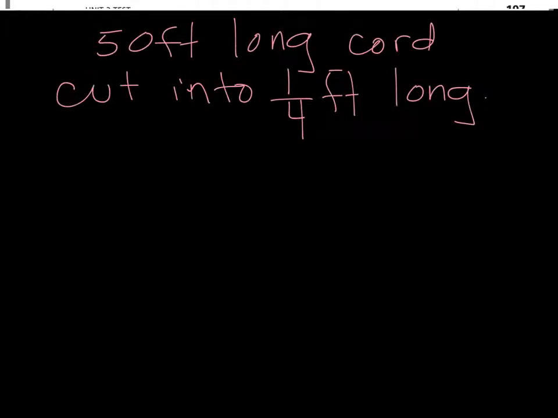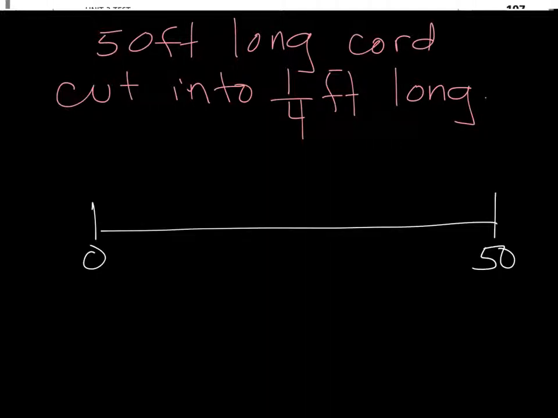So I've just changed the problem a little bit, and I now have a 50-foot long cord, and I want to cut it into 1/4 of a foot for each piece. So I've drawn my number line and I've labeled it from 0 to 50, representing the feet. And I know that I want to cut this piece of cord into 1/4 foot long.